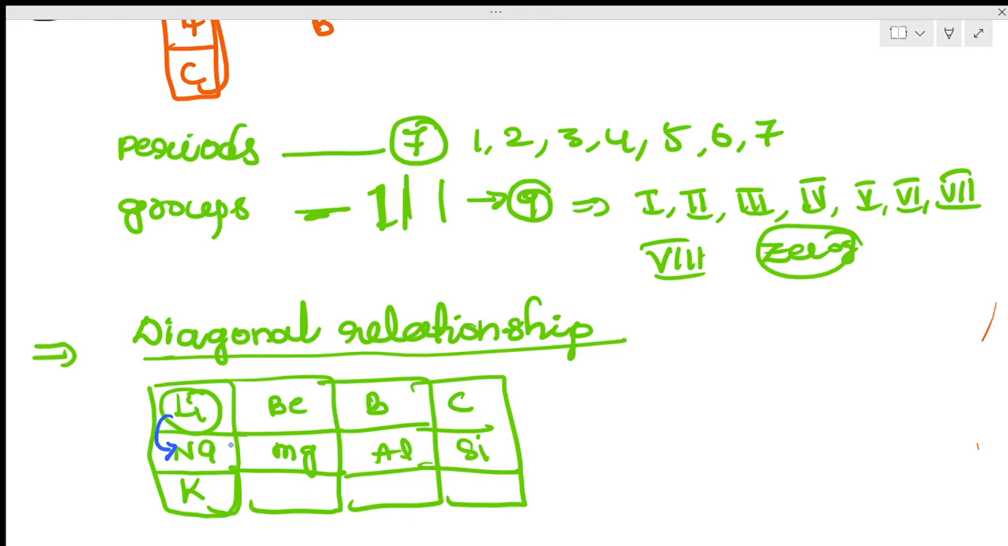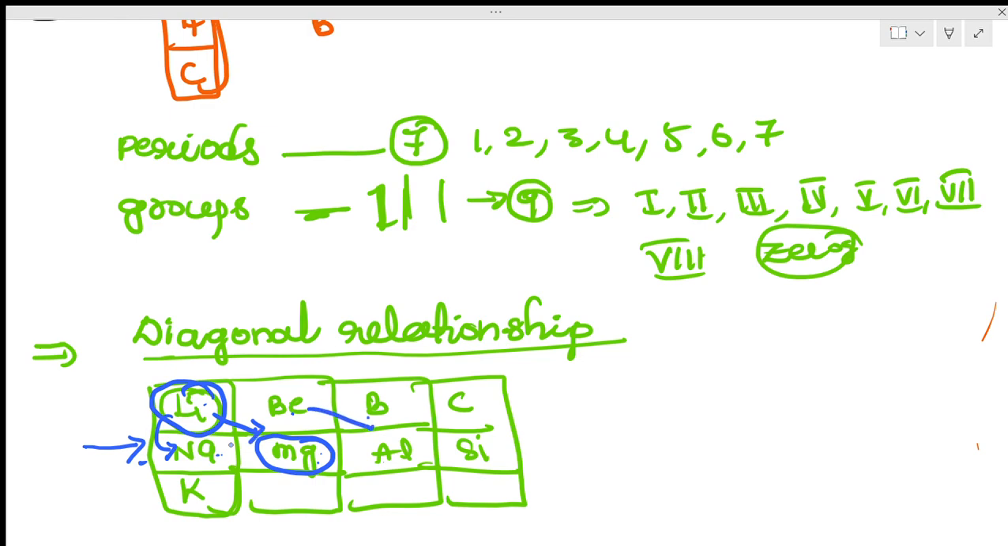So here, compared to sodium, magnesium, this is a period, and when we go from left to right in a period, atomic size is decreasing. So compared to sodium, magnesium size is very small. Compared to magnesium, aluminum size is very small. In this case, the size of magnesium and the size of lithium are approximately similar. So automatically some properties are matching. This means lithium and magnesium properties are matching.